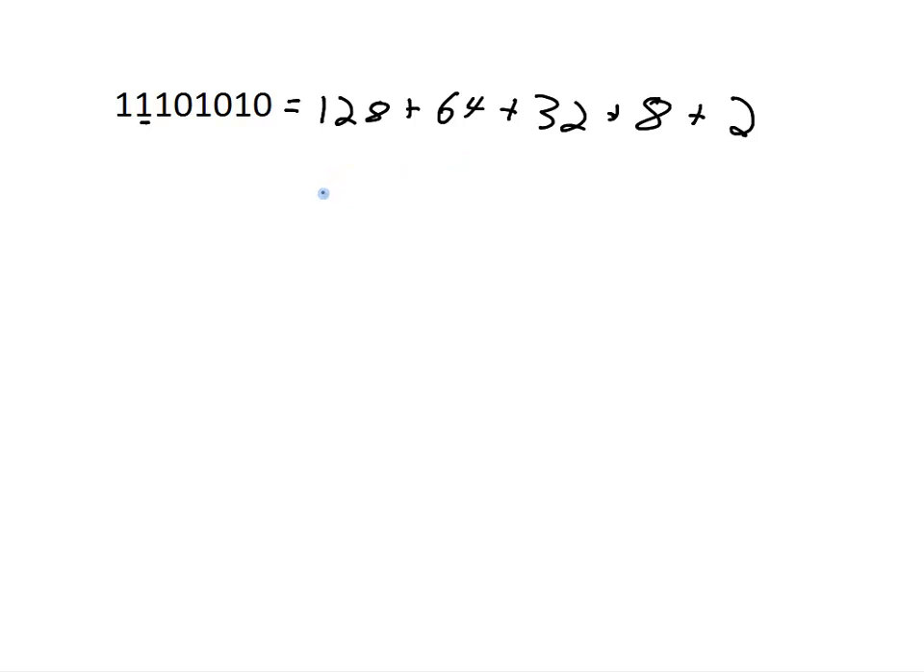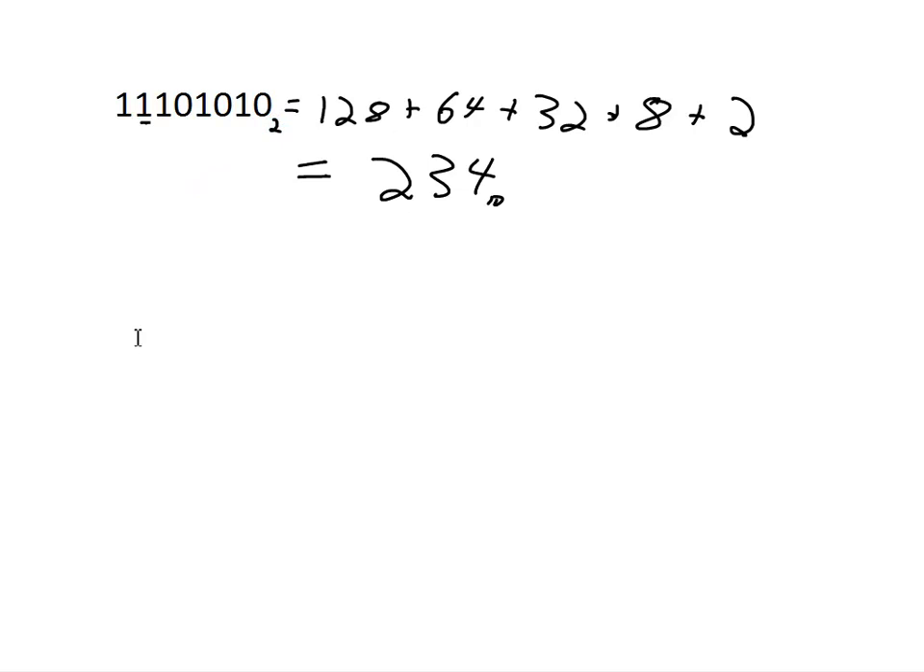So if we add all of these numbers together, we will have this value in decimal form. And adding all those numbers together gives us a value of 234 in base 10. And this, of course, was starting off with base 2.